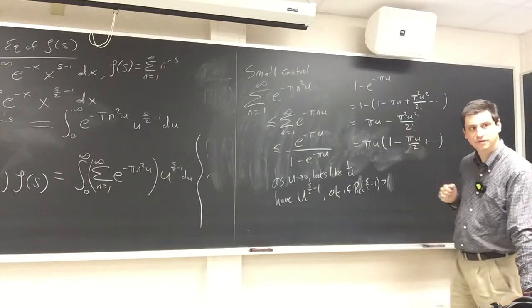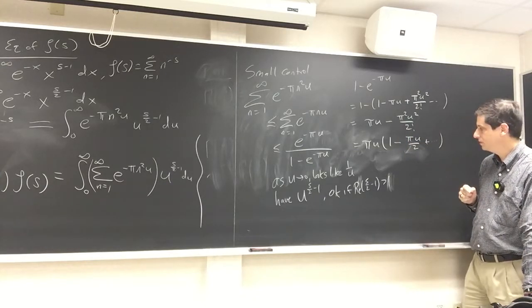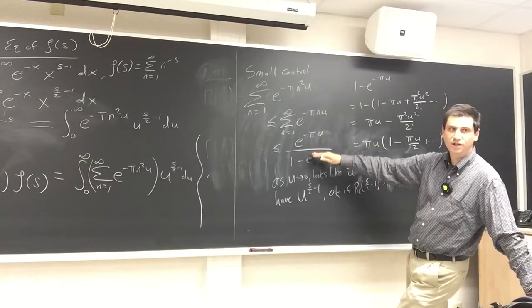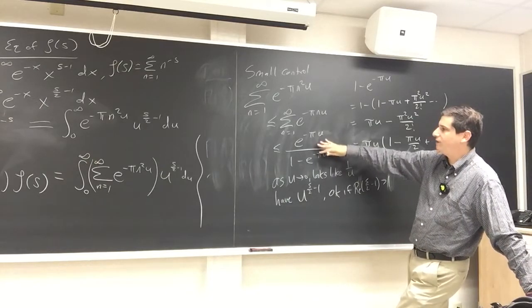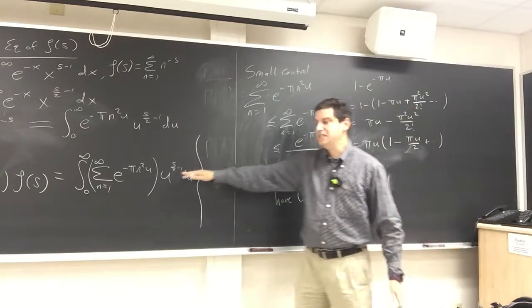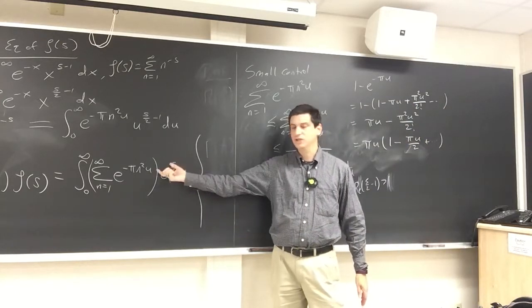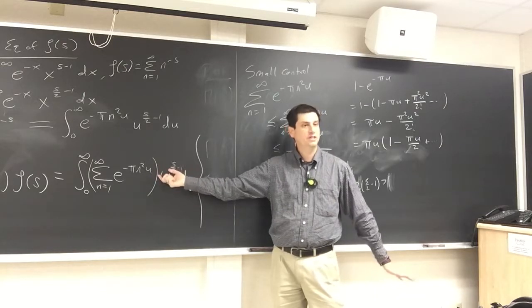Why do you need s halves minus 1 greater than 4? Well, just because this part is looking like 1 over u. Yeah. If I multiply this by something that's at least a u to the 1 plus epsilon, then I'll have something that will look like u to the epsilon, and it'll be a nice continuous function.